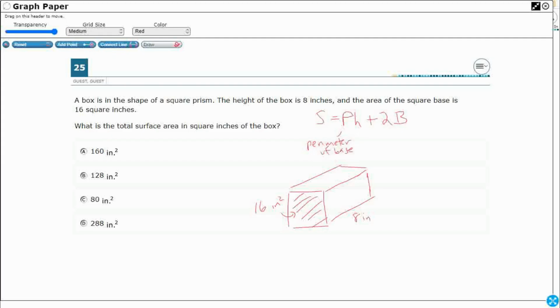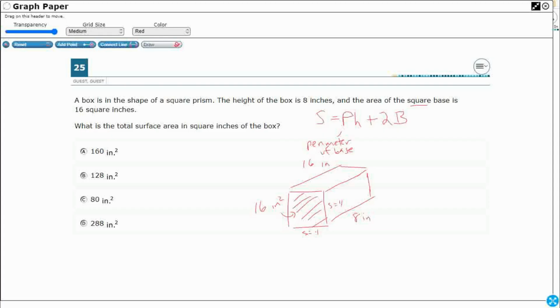I know the area of the base, but I know it's a square base. So if that's a square base, right, it's going to be the side times the side equals 16. So what times what makes 16? That's going to be 4. All right, so if my side is 4 and it's a square, 4, 8, 12, 16, the P is actually going to equal 16. It just happens to be 16 inches as the perimeter, 16 square inches is the area, but rarely are the perimeter and the area going to be the same.